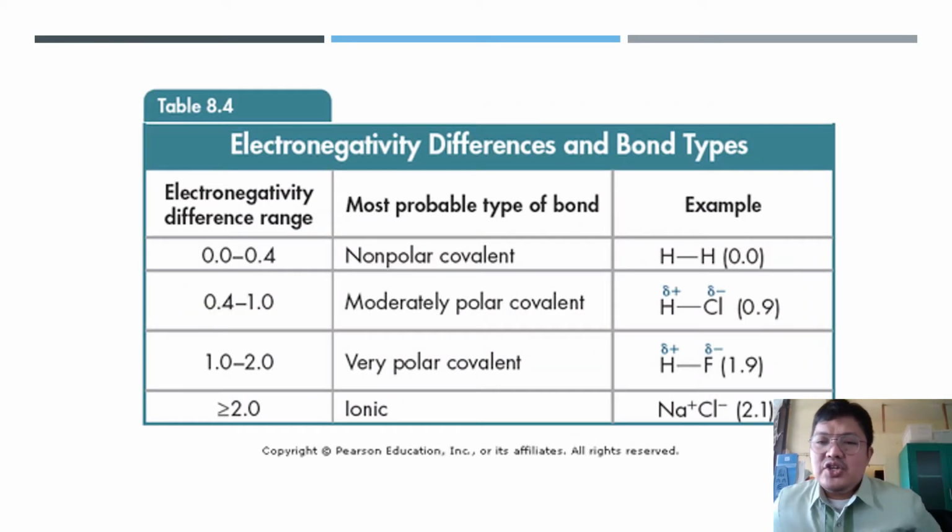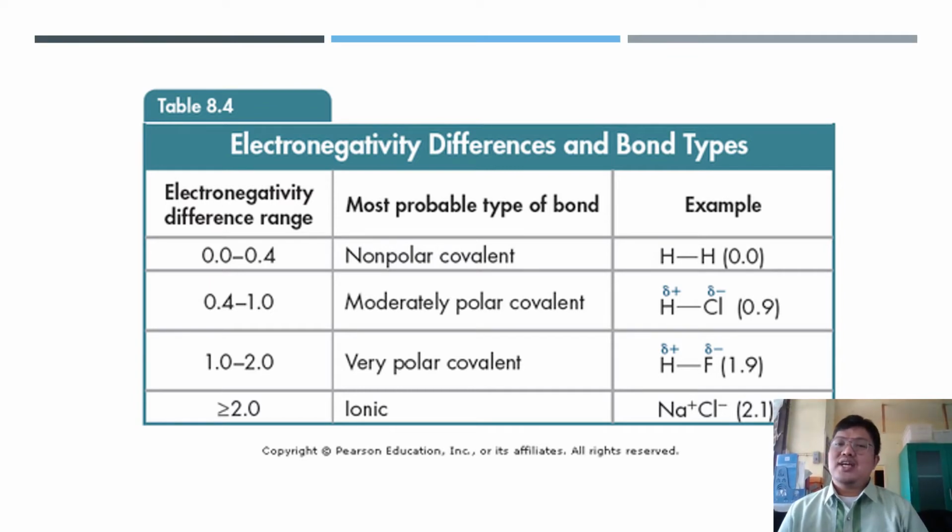Now, remember way back in your grade 9, you have studied all about chemical bonding. There are three types of chemical bonds. We have ionic bond, which is the bond between metal and non-metal. We also have covalent bond, which is the bond between non-metals. And we also have metallic bond, which is the bond between two metals.